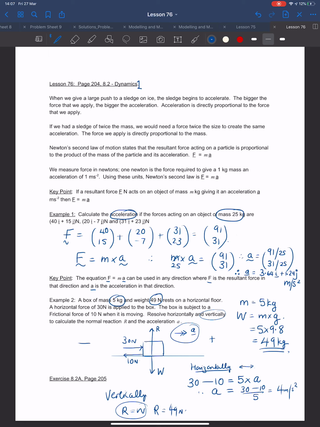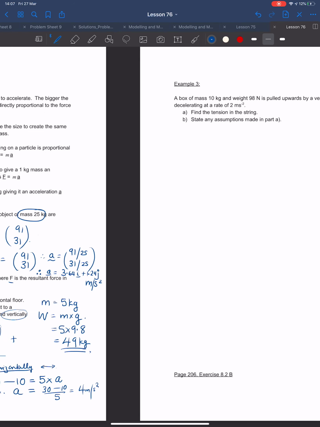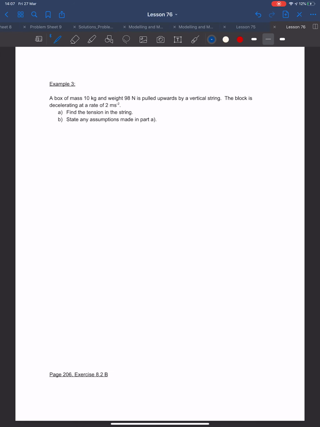When you have to do that is when the friction depends upon the normal reaction. But in this one, they've told you the friction anyway, so you don't have to worry about that. So it's F equals ma. F is the net force, so it's all the positives and then take away the total negative.